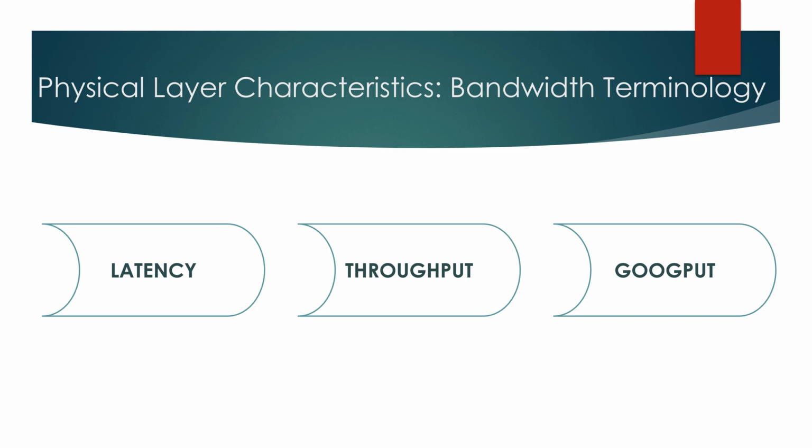The last measure for the quality of bandwidth is goodput. Goodput is the measure of usable data transferred over a given period of time. Goodput is throughput minus traffic overhead for establishing sessions, acknowledgements, encapsulation, and retransmitted bits. Goodput is always lower than throughput, which is generally lower than the bandwidth.